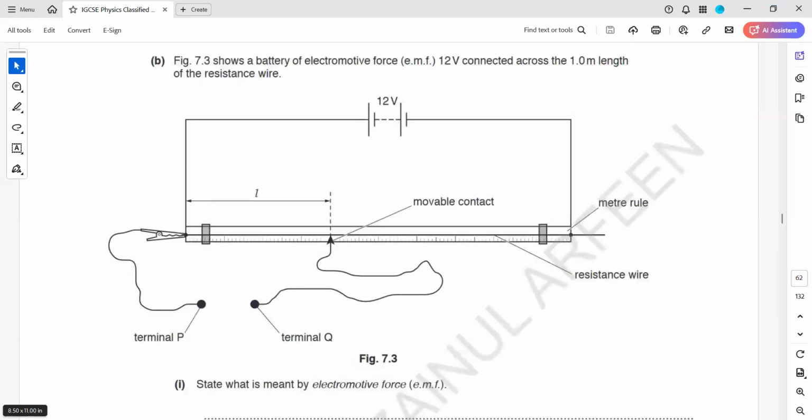Here, figure 7.3 shows a battery with an EMF of 12 volts. So this is 12 volts and the length is 1 meter.